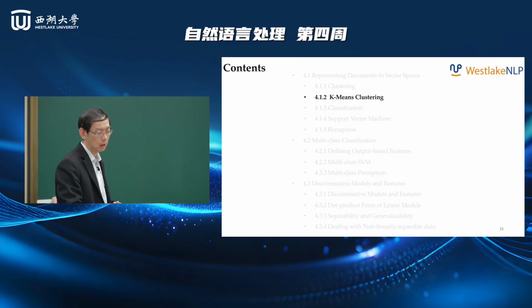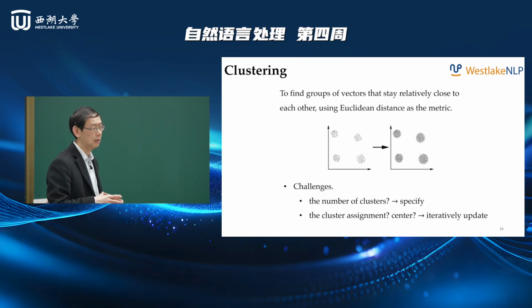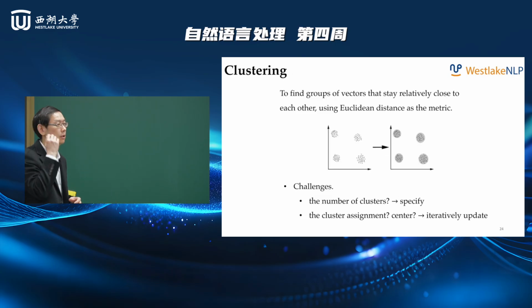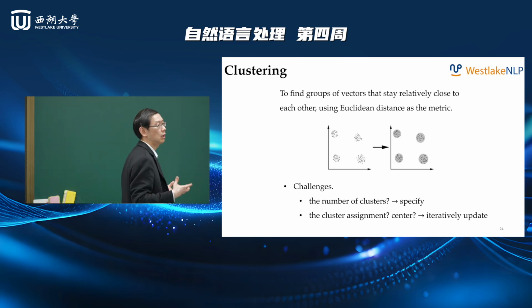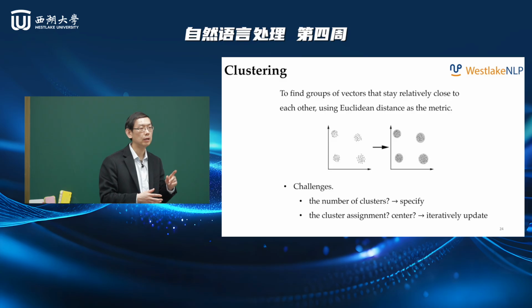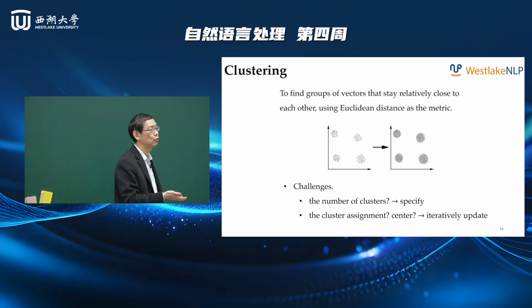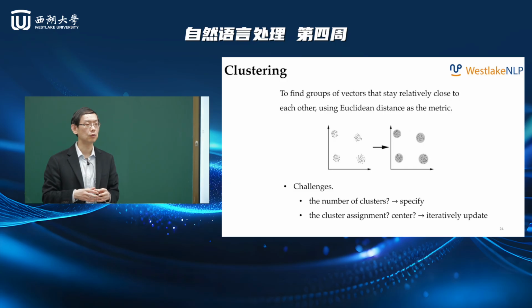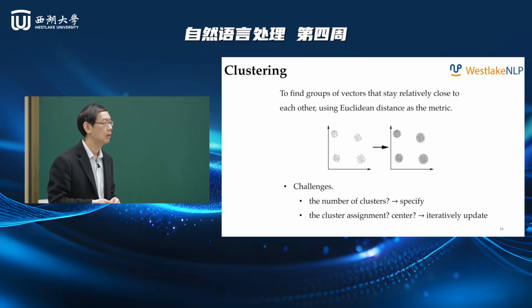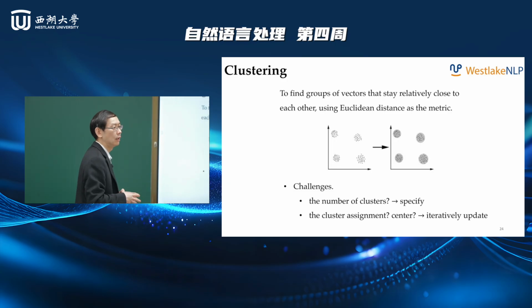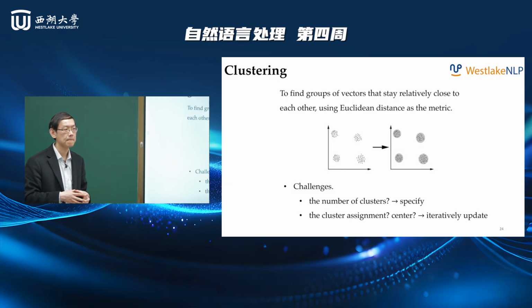But I will introduce a very simple algorithm to this end. It is called k-means clustering. For the two challenges, k-means provides simple solutions. The first is, I don't know how many clusters there are. K-means says, you specify how many clusters there are, and I take it as input. If k is 2, you cluster things into 2 groups. 3 means you cluster things into 3 groups. Now the number of clusters is solved.